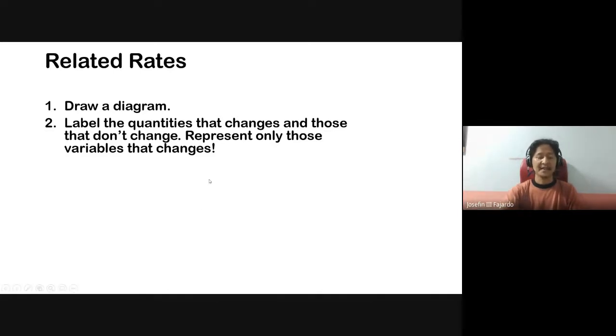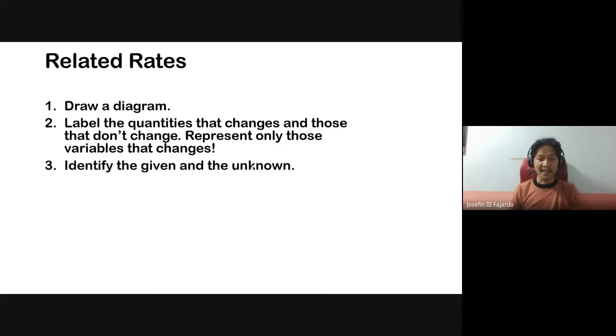Okay? There are also a lot of problems. So sabi dito, we represent only those variables that change. So syempre, kapag fix, you just give the constant number. Kasi later on, remember, ang aim natin dito is we will try to get the derivative. So dapat, when we take the derivative of a constant, nagiging zero siya. So patandaan nyo. Okay, next.